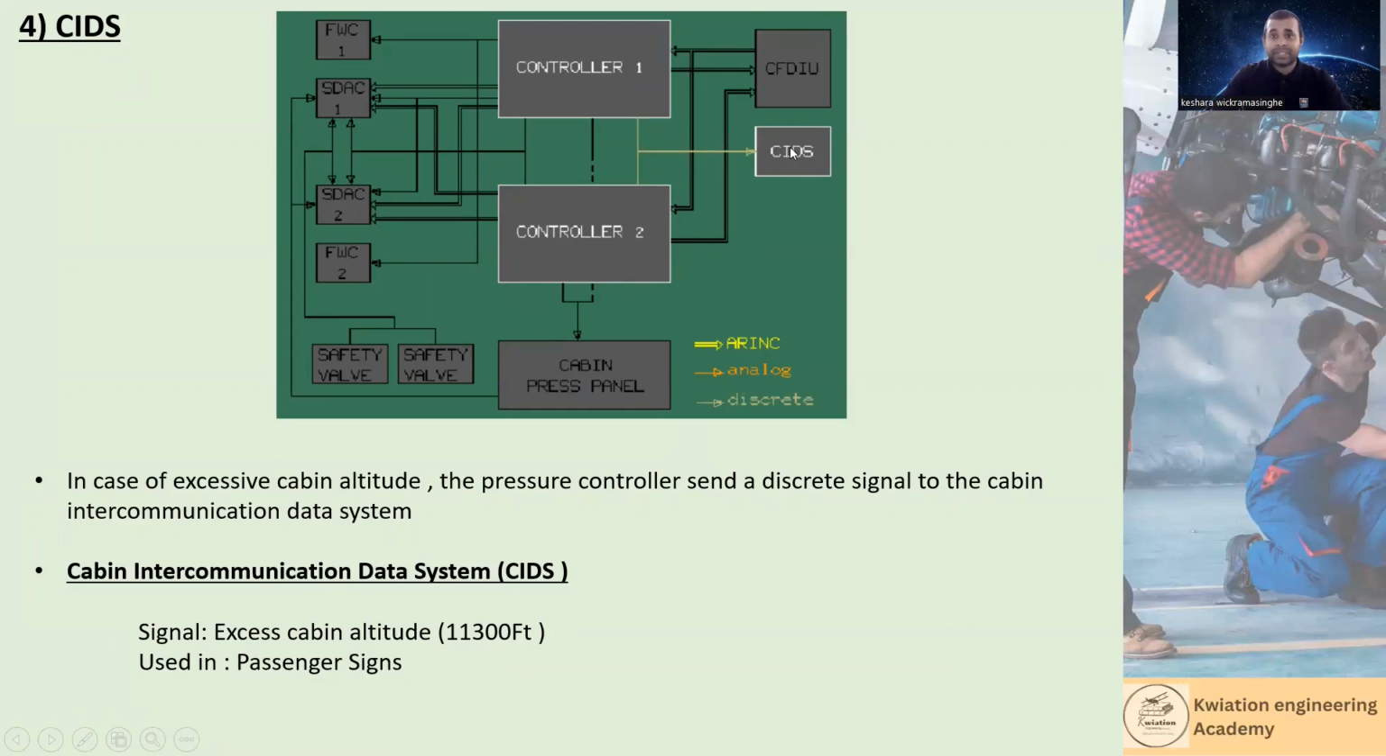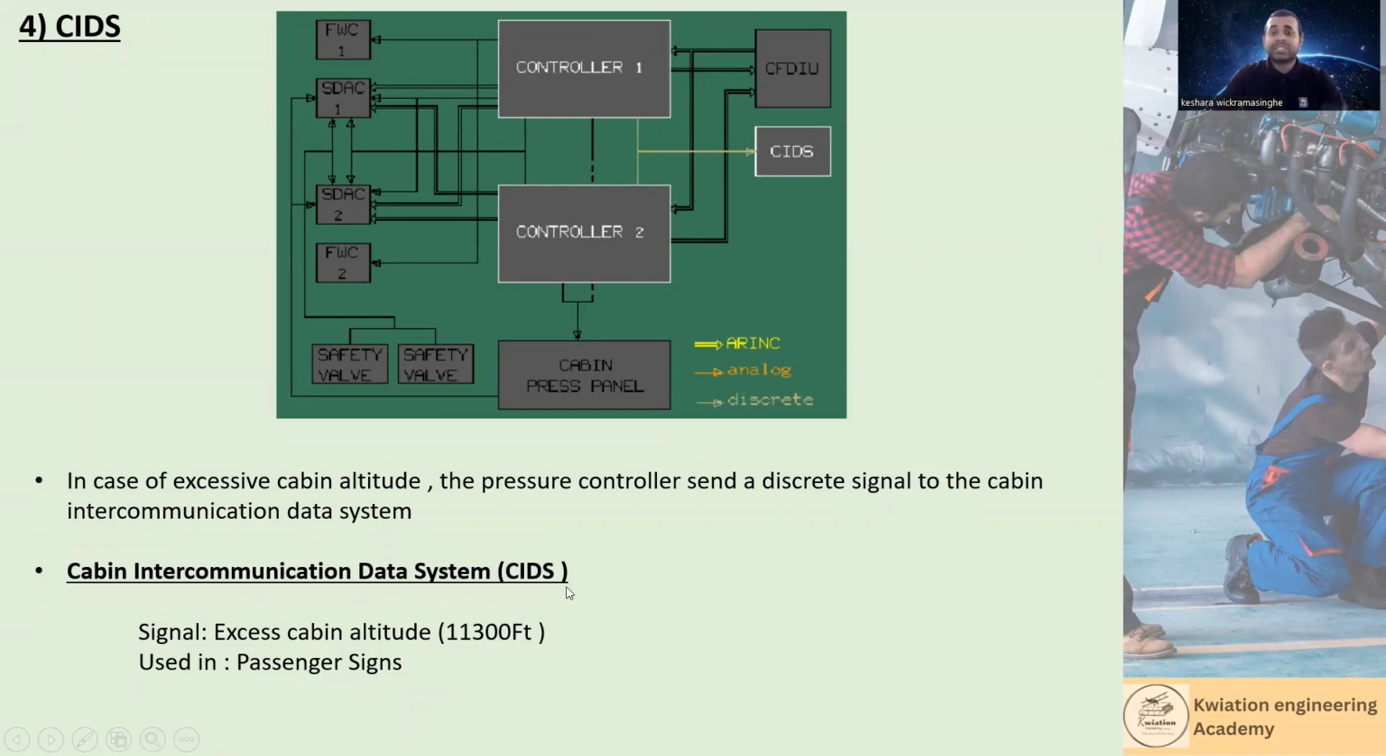Here is the cabin intercommunication data system. In case of excessive cabin altitude, the two pressure controllers send discrete signals to the cabin intercommunication data system.